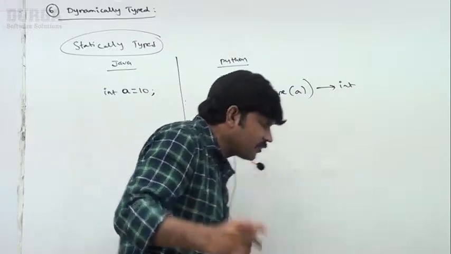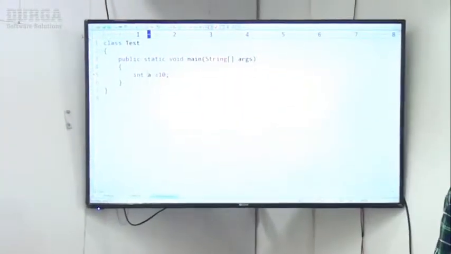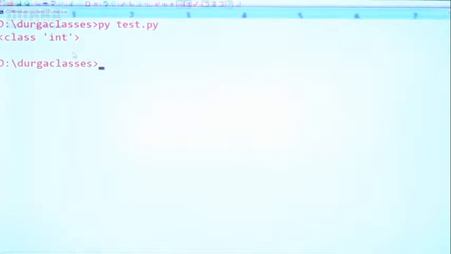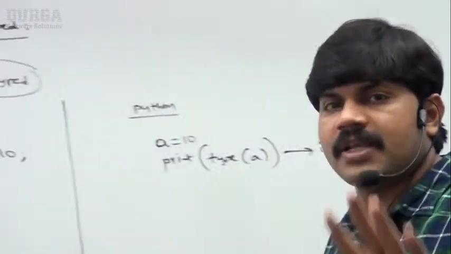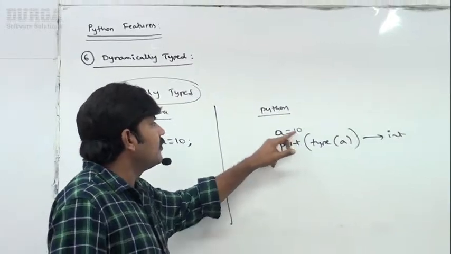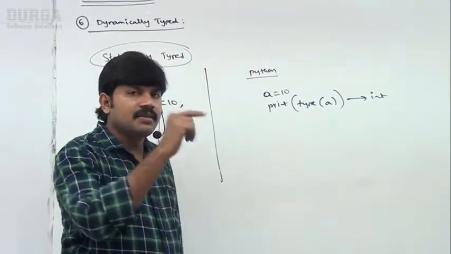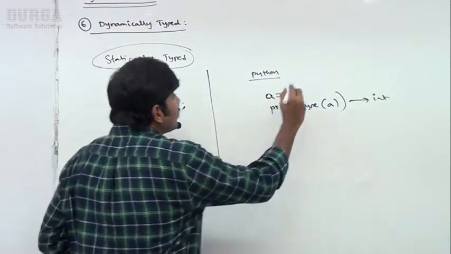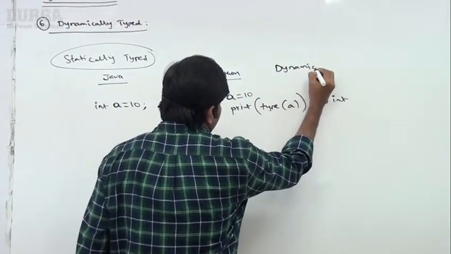Have a look once, sir. In Python, I am taking a is equal to 10. Print type of a. I didn't declare the type, but now I am asking the type, sir. What will happen here? py test.py. Have a look, what is the type, sir? Int type. So in Python, we are not required to declare the type explicitly. Based on our provided value, the type will be considered automatically. This type of nature is by default considered as a dynamically typed programming language.